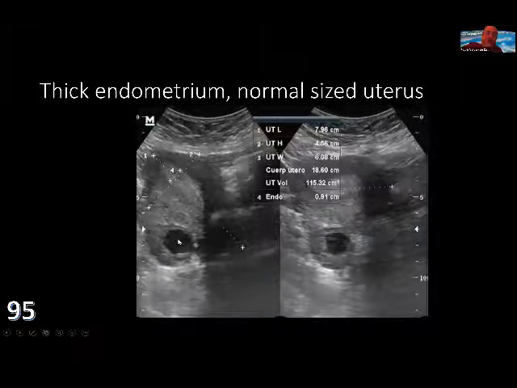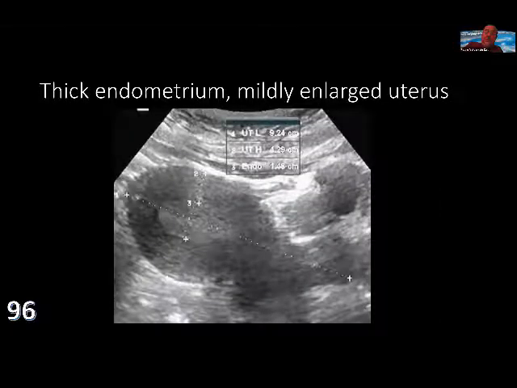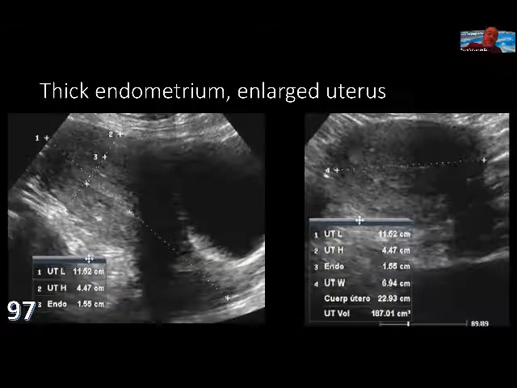The ovary behind the uterus. Thick endometrium, normal size uterus. Endometrium is 9 millimeters. Premenstrual endometrium looks like that. Thick endometrium, mildly enlarged uterus, 9 centimeters uterus. Thicker endometrium, enlarged uterus, 11.5 centimeters uterus.